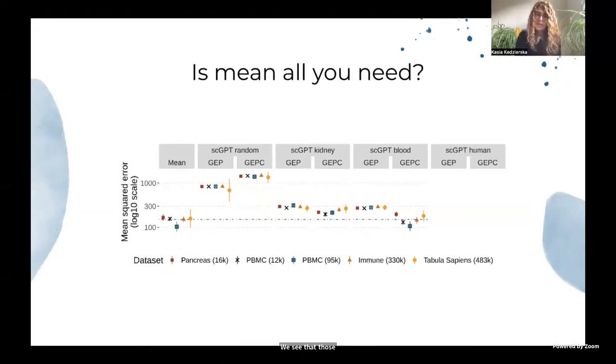And we also see that the GEPC objective outperforms GEP, which is an inverse of what we saw in scGPT random, suggesting that the model learns the cell embedding. We also see that only the GEPC objective for blood and human outperforms the mean, and only in several datasets, not all.